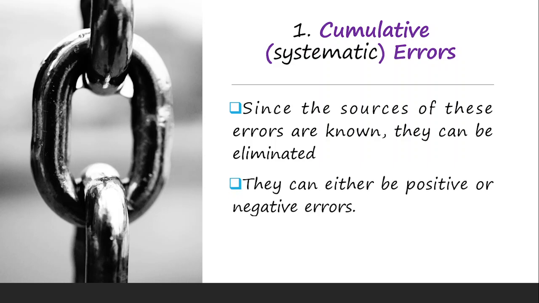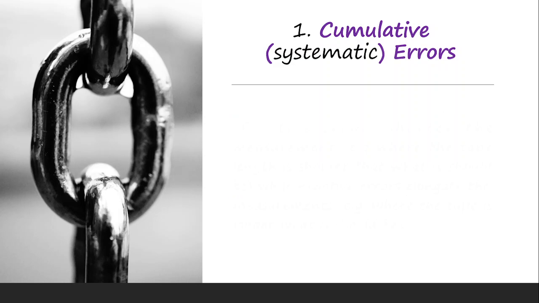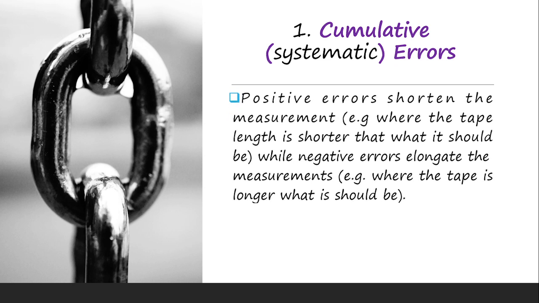They can either be positive or negative errors, so you have to know them. Positive errors shorten the measurements, for example where the tape length is shorter than what it should be, while negative errors elongate the measurements, where the tape is longer than what it should be. So these cumulative or systematic errors can be positive or negative. All this can affect the measurements.